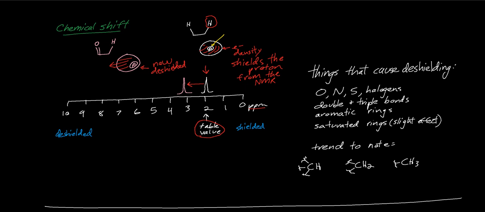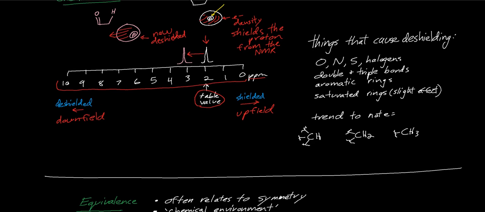In the NMR normal scale of 0 to 10, de-shielded is further in this direction, and we sometimes call that downfield, whereas shielded is upfield in this direction. So it would be foolish to look up values in tables and try to just match them to your spectra because of the amount of shielding and de-shielding that goes on in molecules.